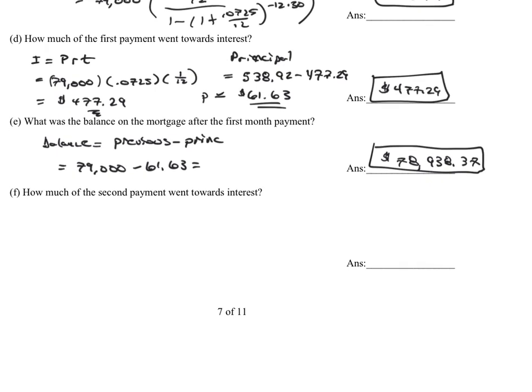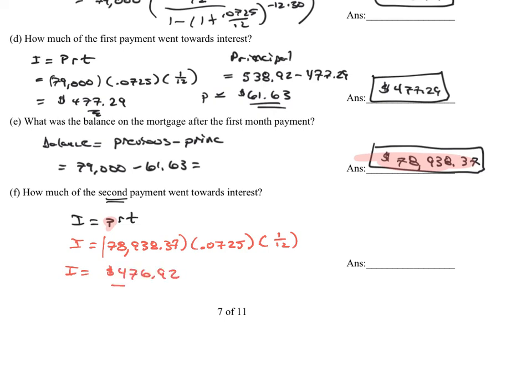So that's the round for the first payment. Let's move on to the second payment. Again, I'm using I equals PRT, but the key is when I use P here, I'm using the new loan amount, not the original loan amount. So I equals, P is $78,938.37. My R stays consistent at 0.0725. My T also stays consistent. It's monthly, so that's 1/12. So how much am I getting towards interest in this payment? Looks like I'm getting a total of $476.92.